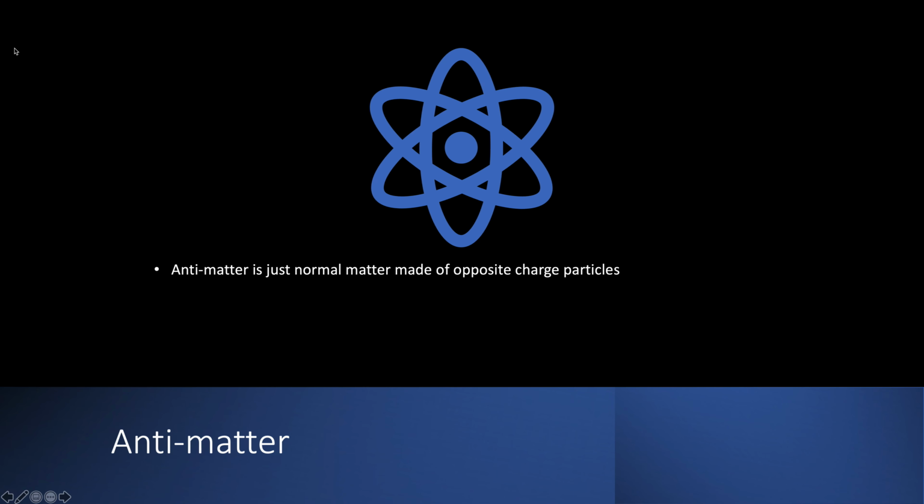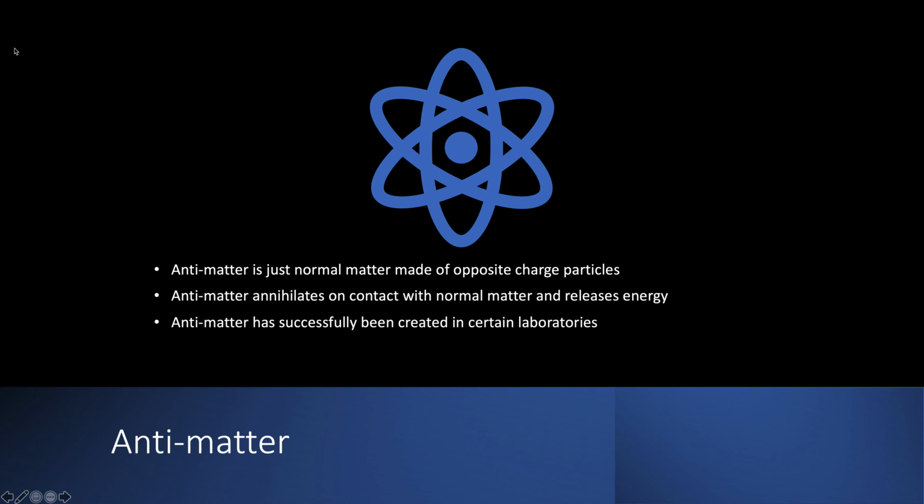The next type of matter we're going to talk about is antimatter. Antimatter is basically normal matter, but the protons, neutrons, and electrons are opposite charges. The specific names of these are antiprotons, antineutrons, and positrons. The cool thing about this type of matter is it annihilates on contact with normal matter and releases energy. If 1 kilogram of normal matter came in contact with 1 kilogram of antimatter, the energy released by the annihilation would be 1.7 E17 joules, or 17 with 16 zeros on the end. The good news about this type of matter is that it has successfully been created and observed.